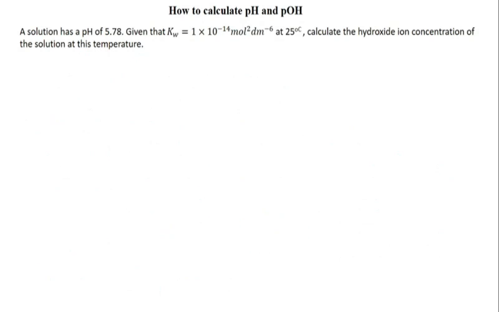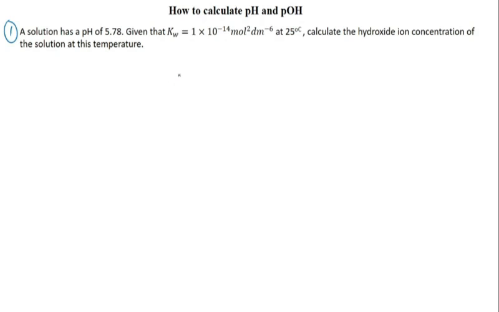So we have example number 1. A solution has a pH of 5.78. Given that Kw is equal to 1 times 10 raised to the power minus 14 mole square dm minus 6 at 25 degrees Celsius, calculate the hydroxide ion concentration of the solution at this temperature. So this is the example we are going to look at.